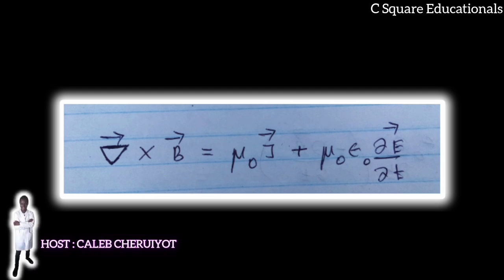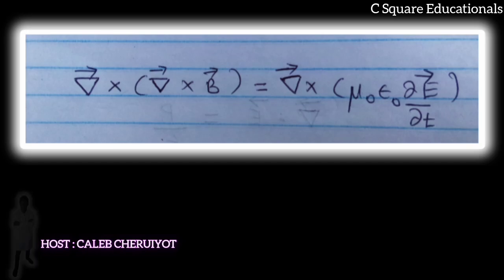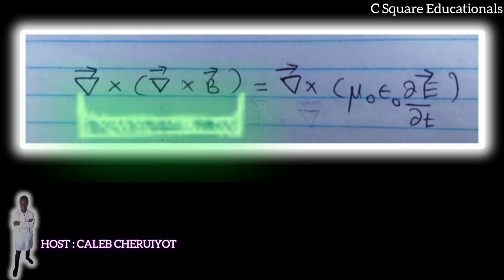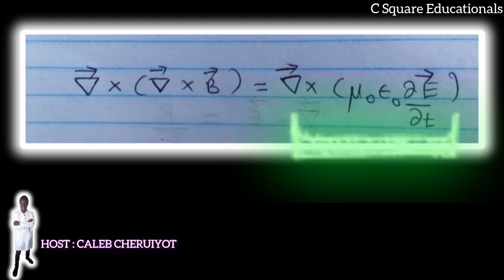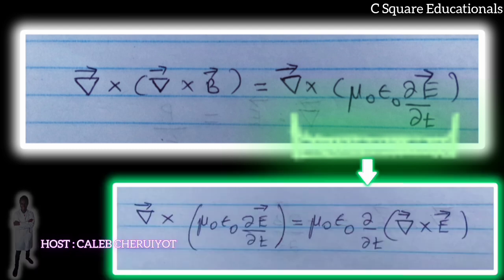Now, let us start with the fourth equation. Let us take the curl of both sides of this equation, and so we get as shown. On the left side, let us use the vector identity, so we get as shown. On the right hand side, let us exchange the order of the derivatives.